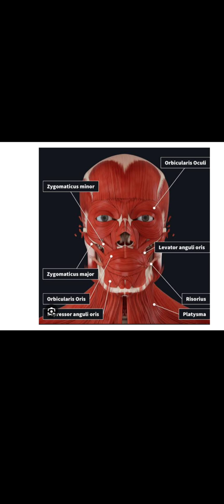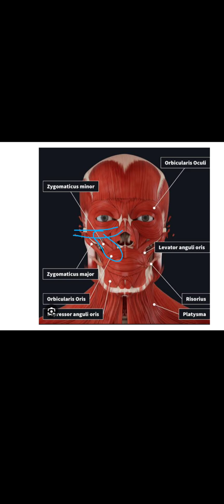Just see the direction of the arrow. The arrow over here is pointing upwards and laterally, so it will elevate your corner of mouth upwards and laterally, just as in the case of smiling. Okay, now talking about zygomaticus minor. Just next to this zygomaticus major, you have the zygomaticus minor muscle.